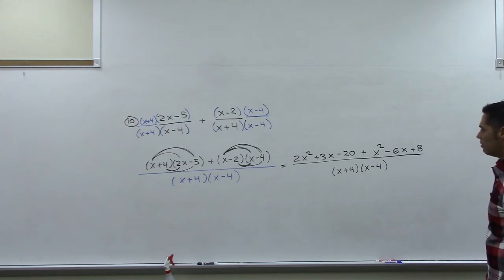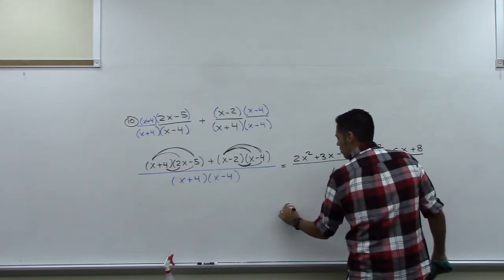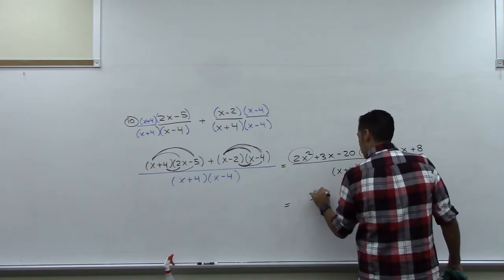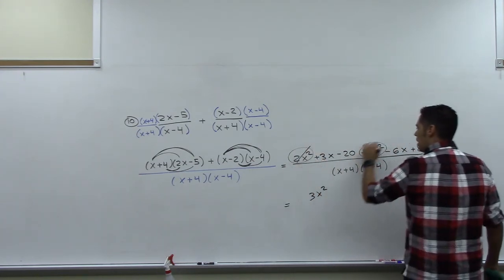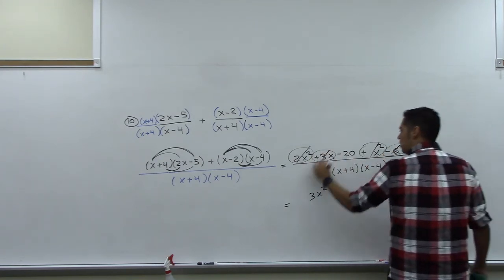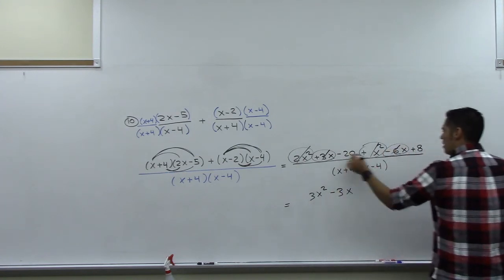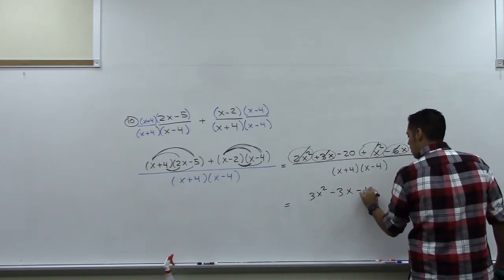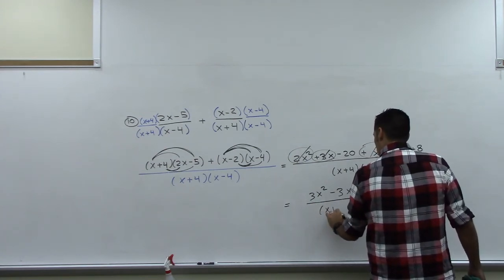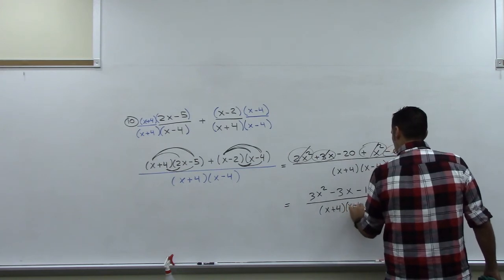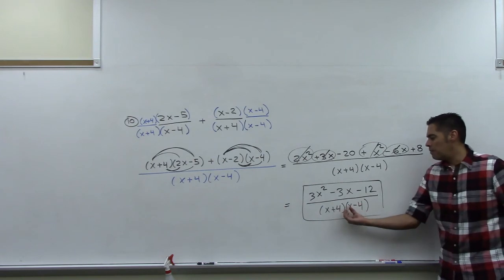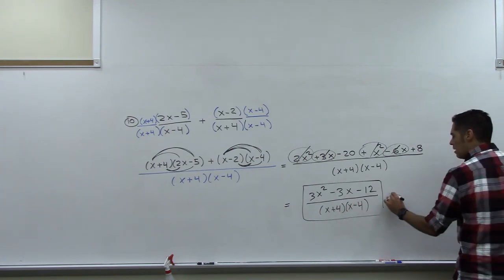And now collect like terms. In terms of x squareds, I've got 2 of them and then 1 of them, so that's 3x squared. In terms of x's, I've got 3 x's and minus 6, that's negative 3x. And then negative 20 plus 8, that's going to give me negative 12. Then all of this over x plus 4 times x minus 4. And we're done. We could multiply the bottom together, but it's not wrong to leave it like that.